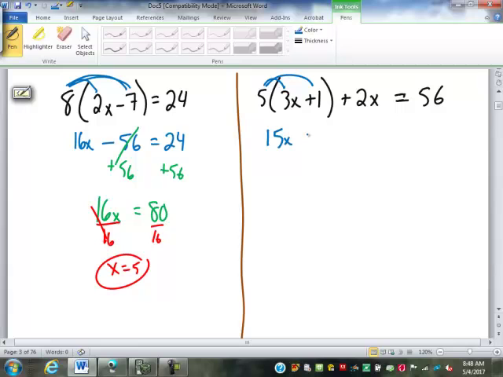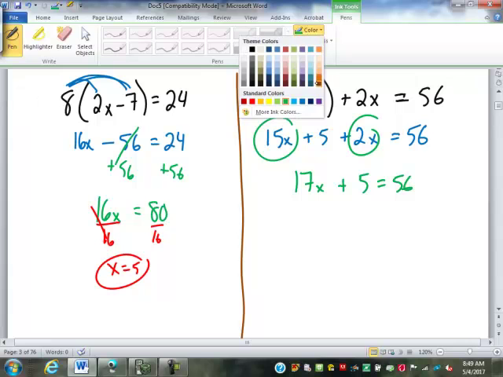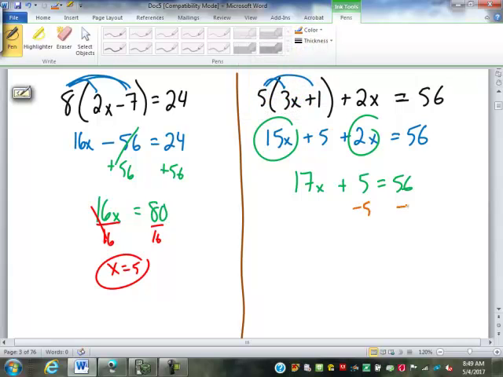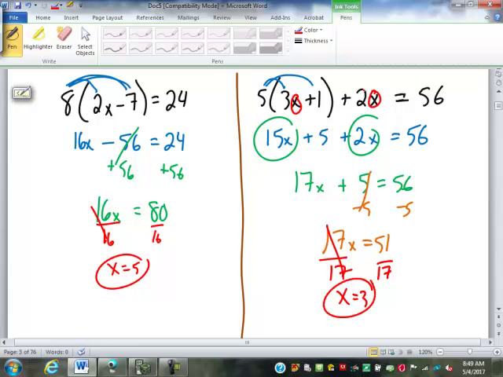15x. 5 times 1, 5. Then we got the 2x yet. 17x plus 5. So we combine the 15 and 2 to make 17x plus 5 equals 56. And then subtract 5. 17x equals 51. And then divide by 17. X equals 3. And of course, on all these, I can go back and replace x with 3 and work it out, and I should get the same number on each side, right?